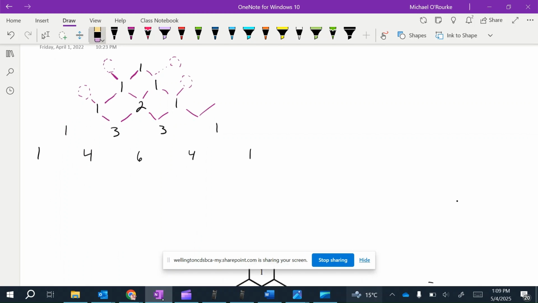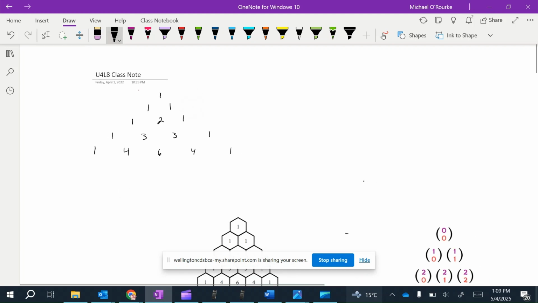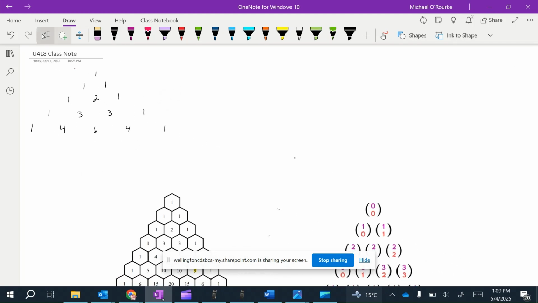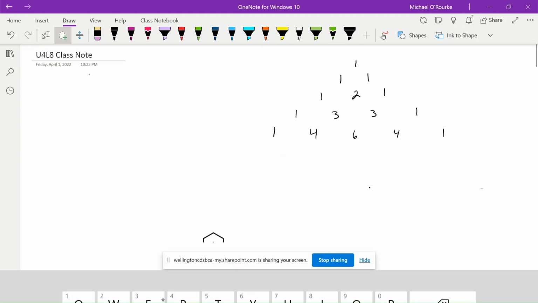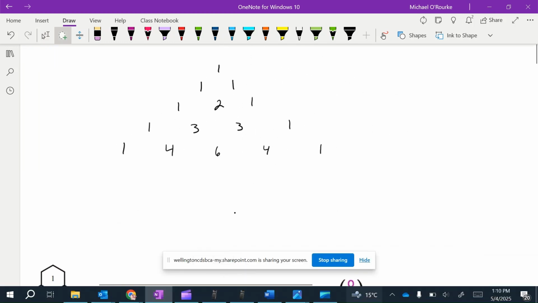Erase all my purple lines here real quick. So, what happens is this mathematical triangle is built as such. Move this over, so I have more room to build it. Okay. Now this goes on infinitely long.